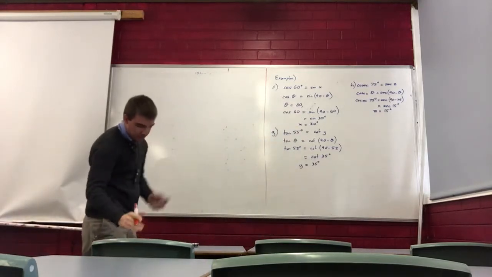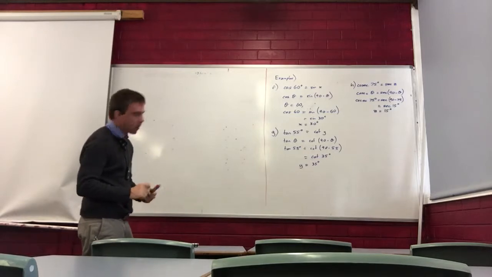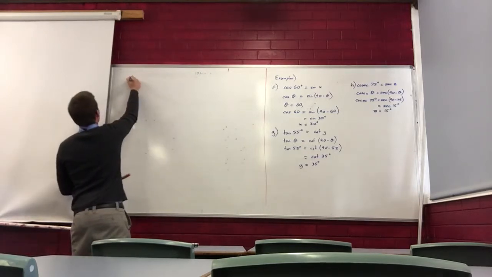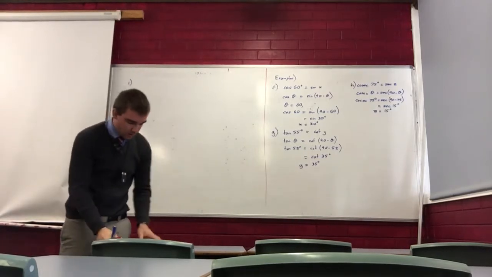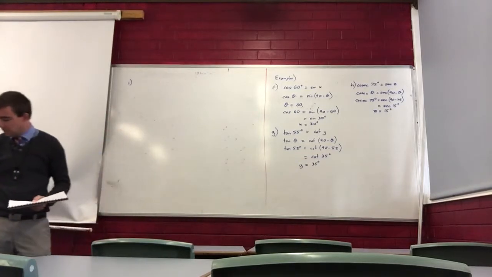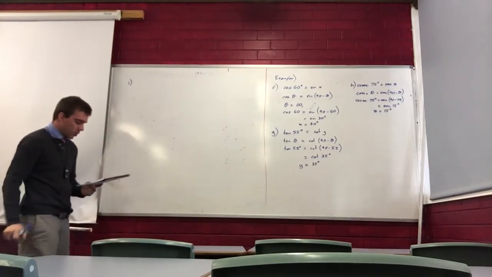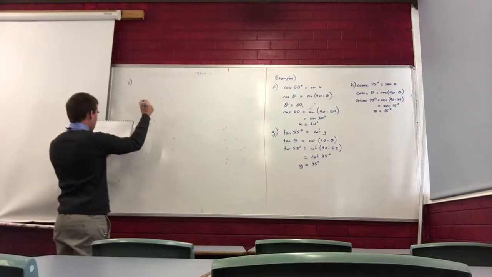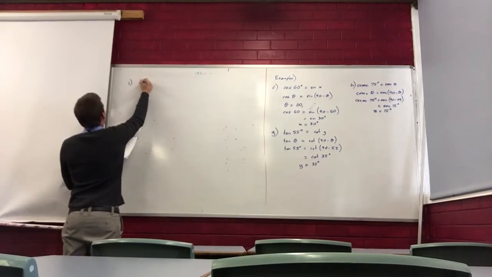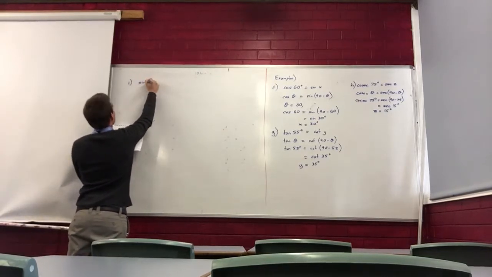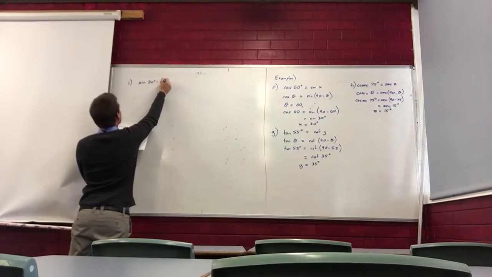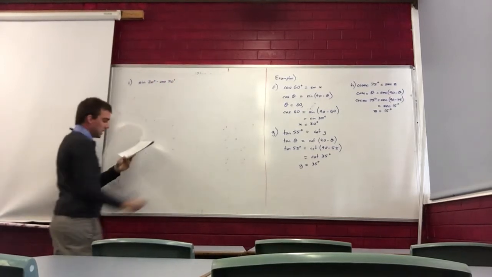The married coach. Alright, next set of examples. I. We just looked at solving for variables and now we're looking at simplifying. So you looked at completing for the variable, now we're going to simplify. Sine of 20 degrees take away cos of 70 degrees.